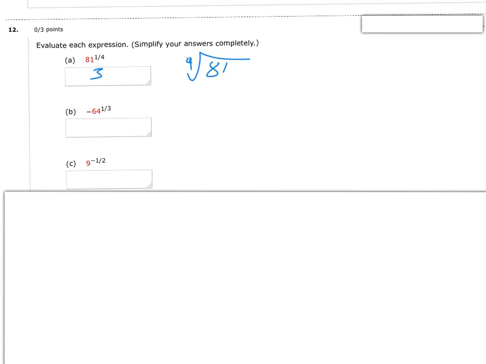All right, next up here, part B, we have -64 to the 1/3 power. Now, this negative is kind of multiplying out front, so I'm just going to think of that like that negative is going to be the last thing that I do. And so I'm going to do the cube root of 64. So the number multiplied by itself 3 times gives me 64, so that's 4. But now I'm going to take care of that negative, so I'm going to have that negative outside, so it's actually -4.